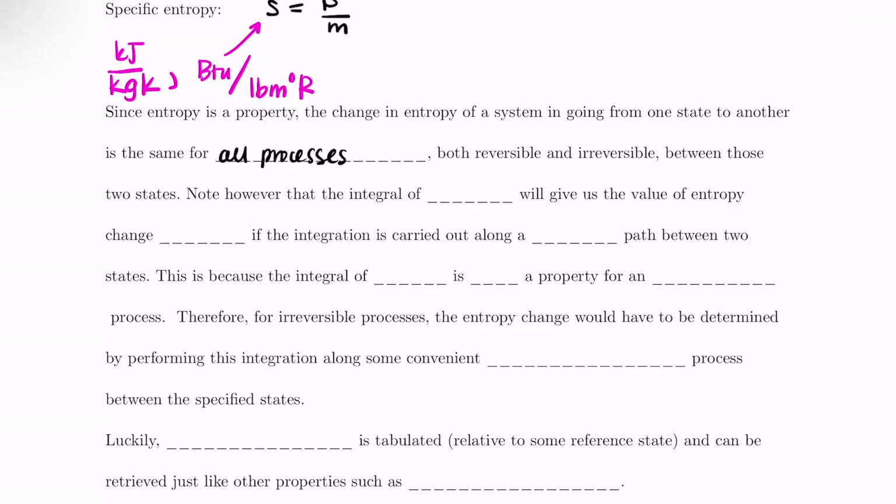However, the integral of delta Q over T will give us the value of entropy change only if the integration is carried out along a reversible path between the two states. This is because the integral of delta Q over T is not a property for an irreversible process.